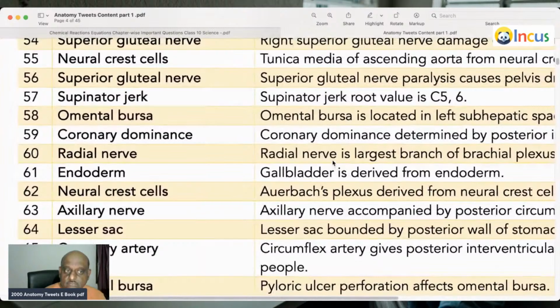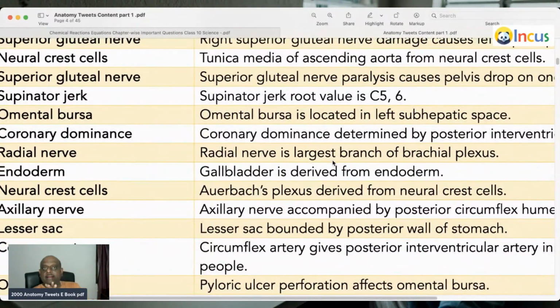Now, omental bursa, where is it located? It is the left subhepatic space that we call omental bursa.